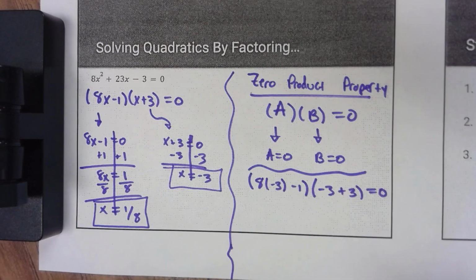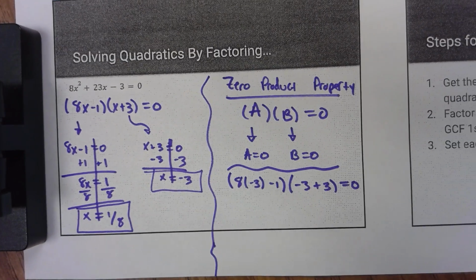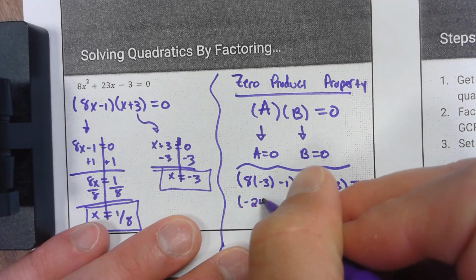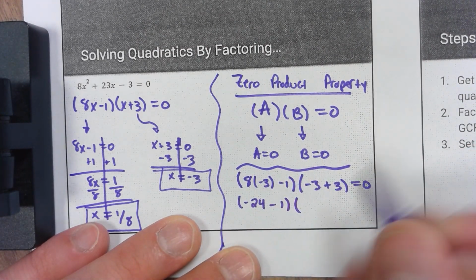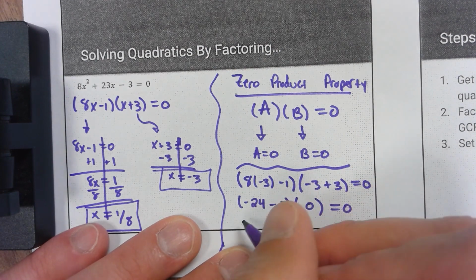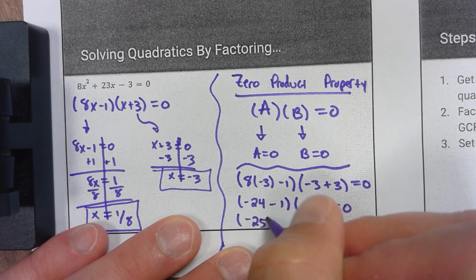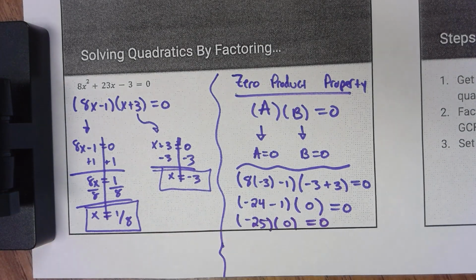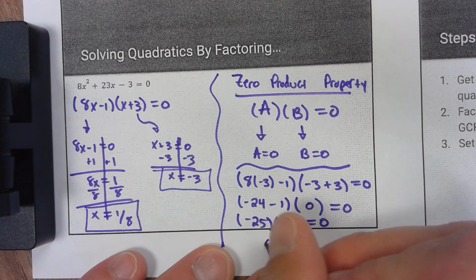Okay, at least we're thinking that. This is basically us checking our work at this point. So 8 times -3, that's -24, and then minus 1. Then -3 plus 3, that's 0. And so this is -25 times 0, and it equals 0. Well, is that true? -25 times 0, is that 0? Heck yeah. And that's what the zero product property says.